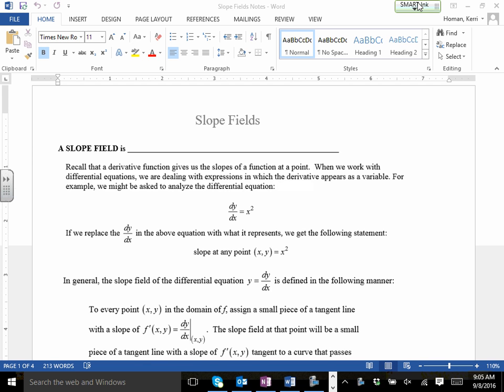Okay. First of all, let's define what a slope field is. Turn to your neighbor or your neighbors and discuss what you think a slope field is. You've done them before. What do you remember them being? 1, 2, 3, go.